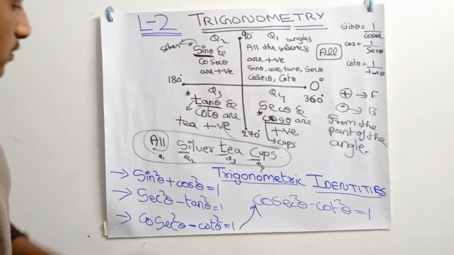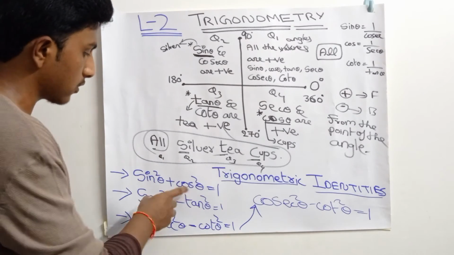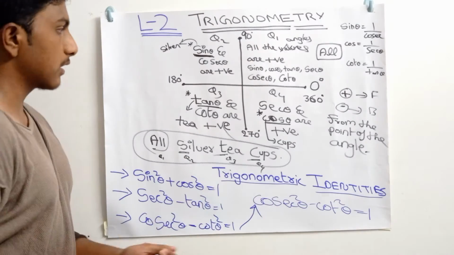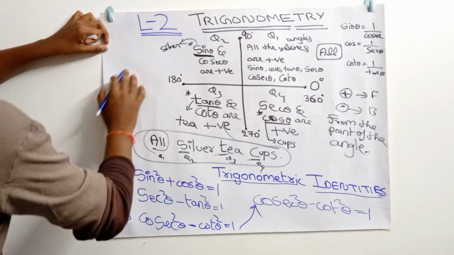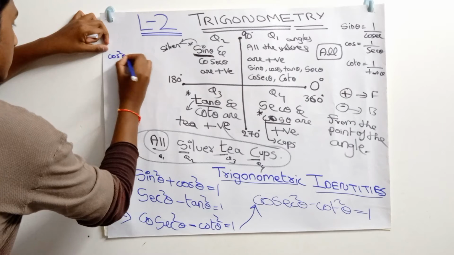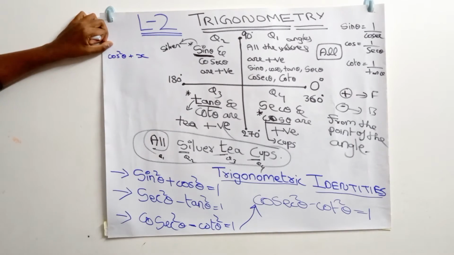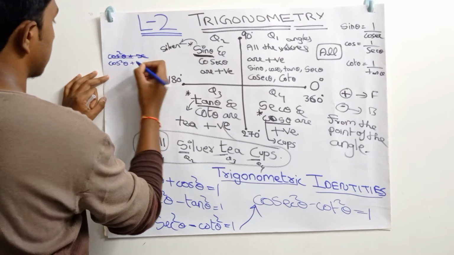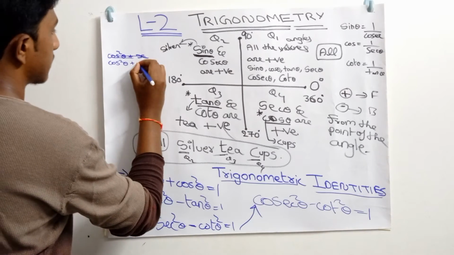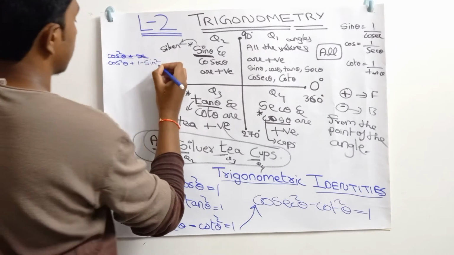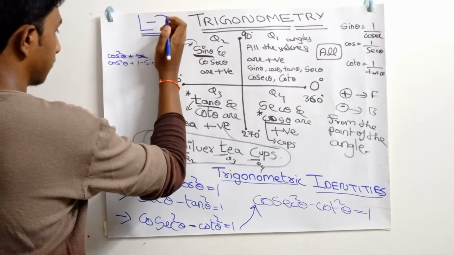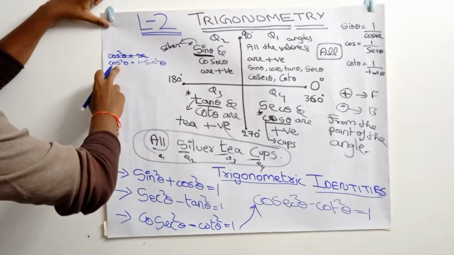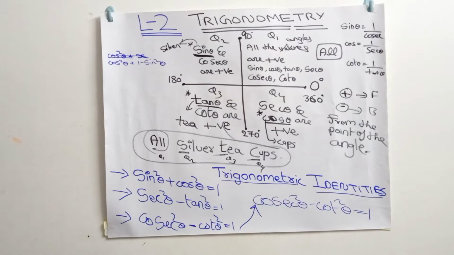Okay, and this is basically used in the situation where the question is like cos square theta is equal to 1 minus sin square theta. I'll write it roughly here. Cos square theta plus 1 minus sin square theta, it is given in this way.